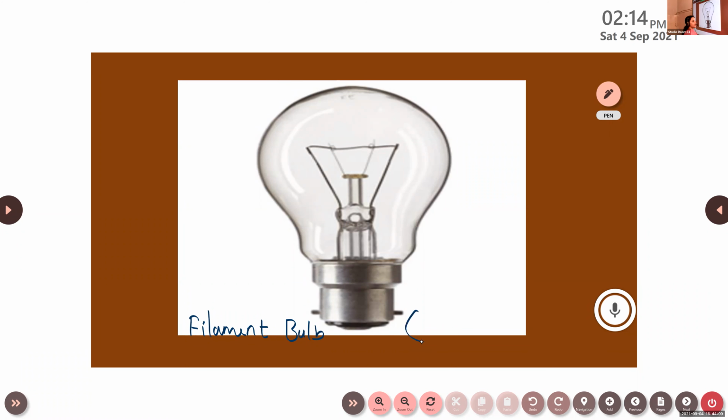It is also known as the incandescent bulb. There will be 10 watt, 11 watt. This type of bulb is mainly available in 40 watt also. In our earlier days, in our homes, we used this incandescent bulb.